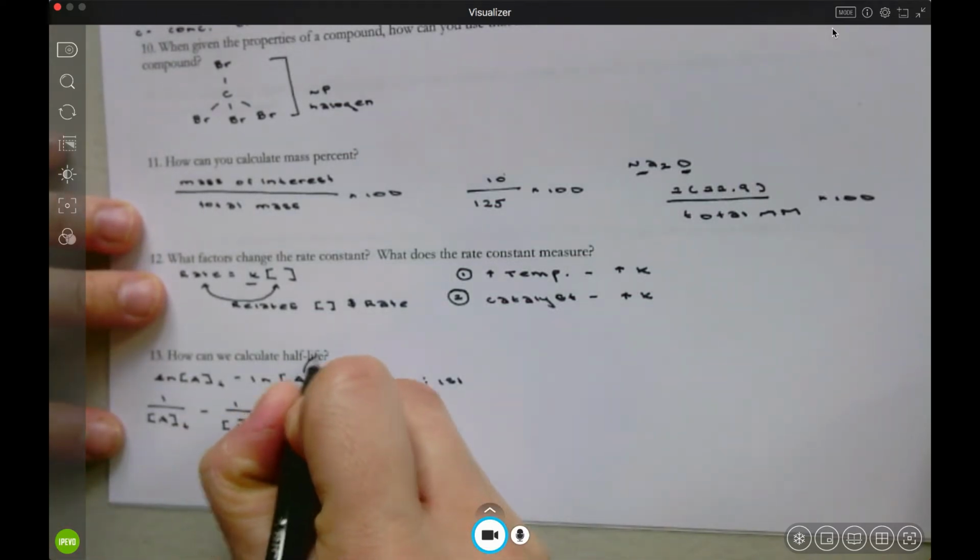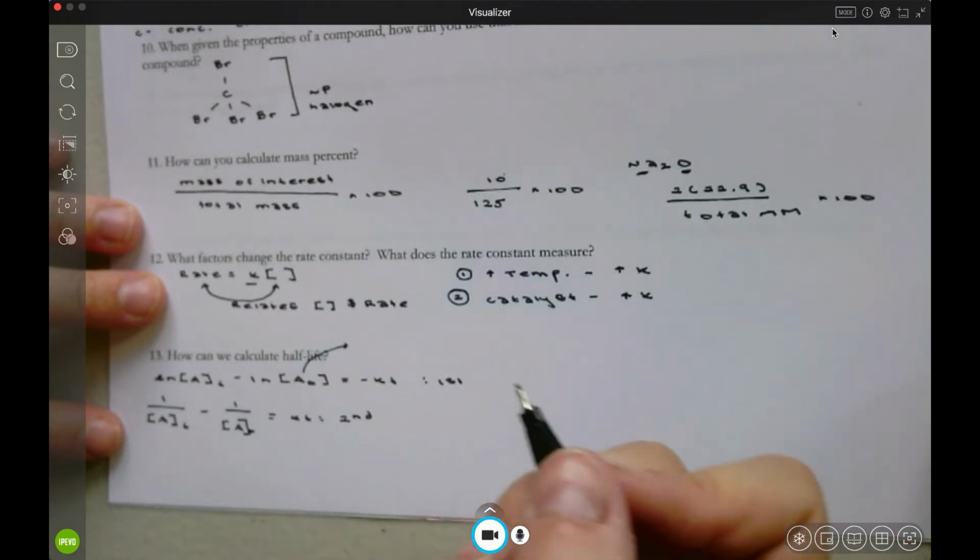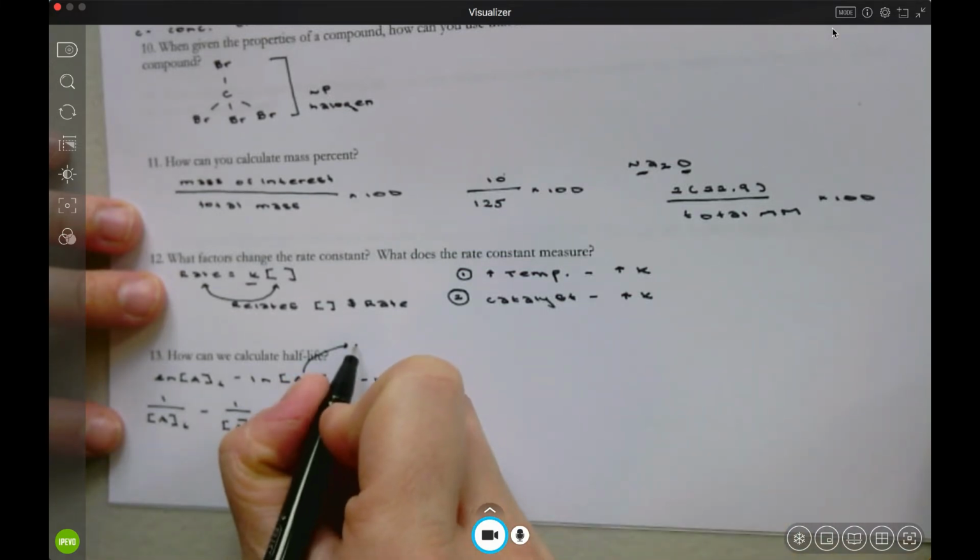Okay, so how would I figure out the half-life? Well, remember the definition of a half-life is the time it takes for half of a reactant to react. So let's say, for example, my initial concentration, you can make up a number. If you want it to be 100, make it 100. If you want it to be 1, make it 1. I'm going to make this 1, because why not?